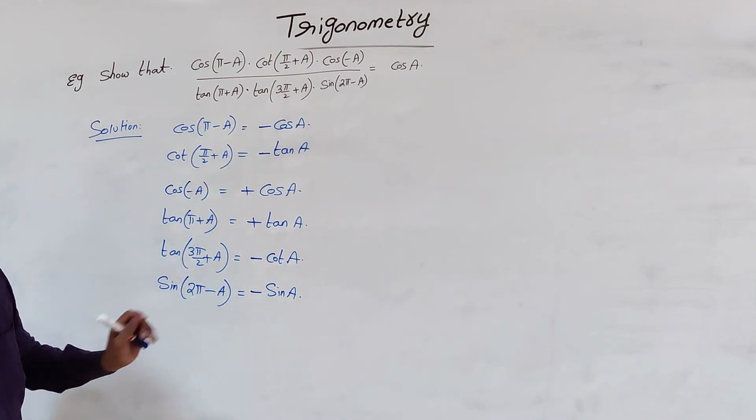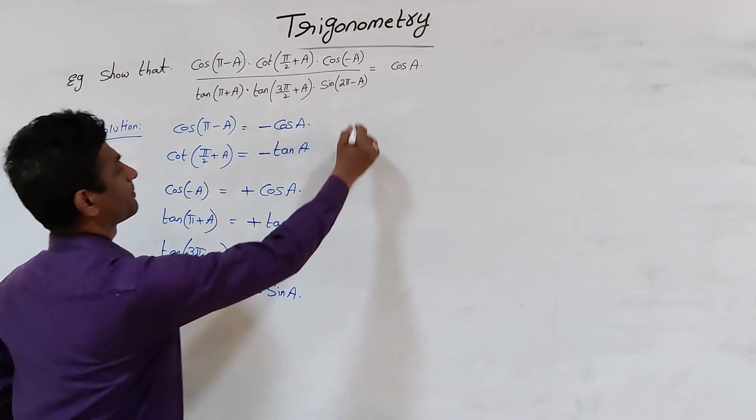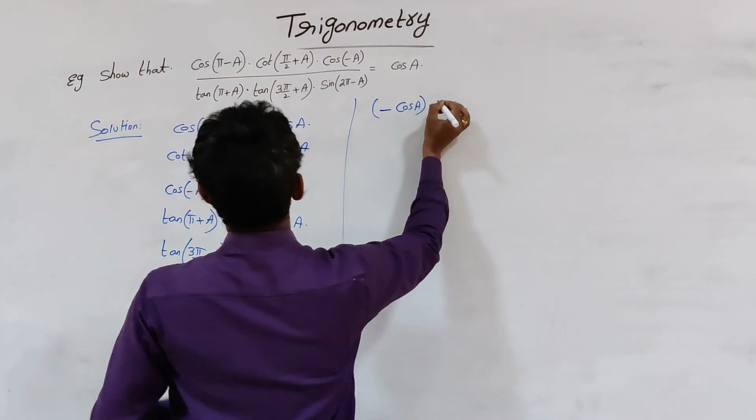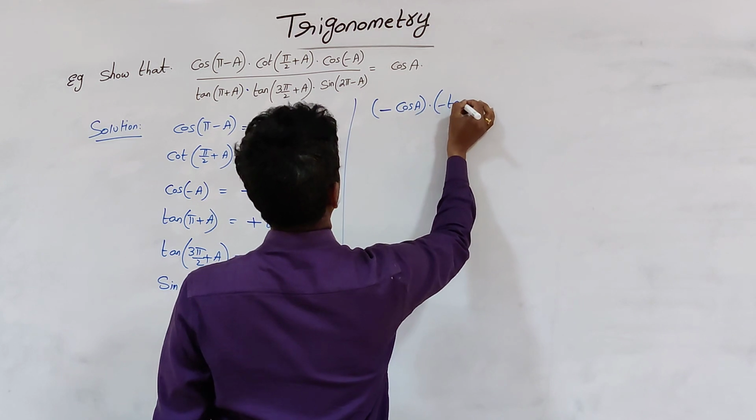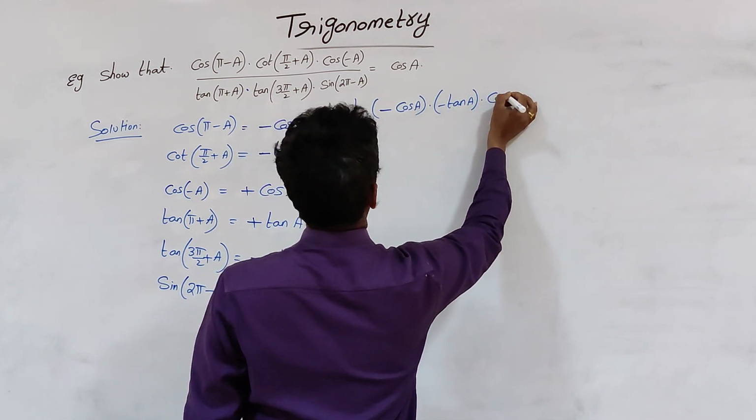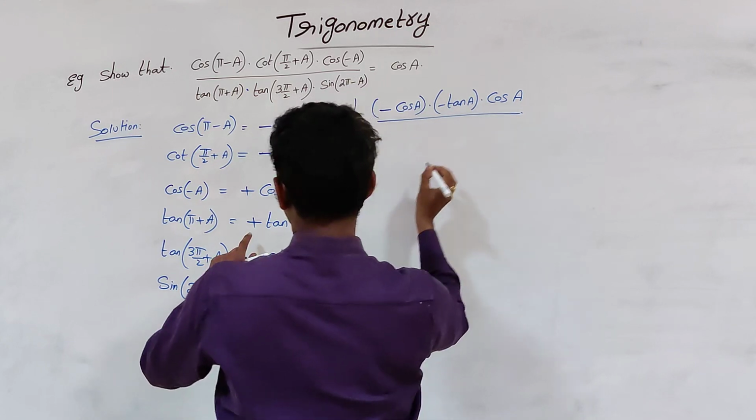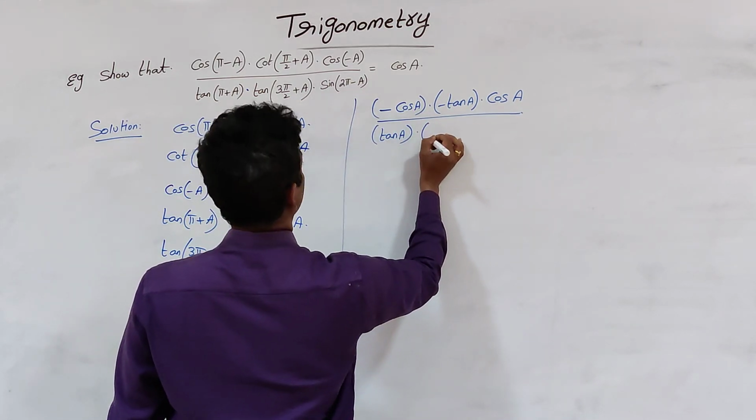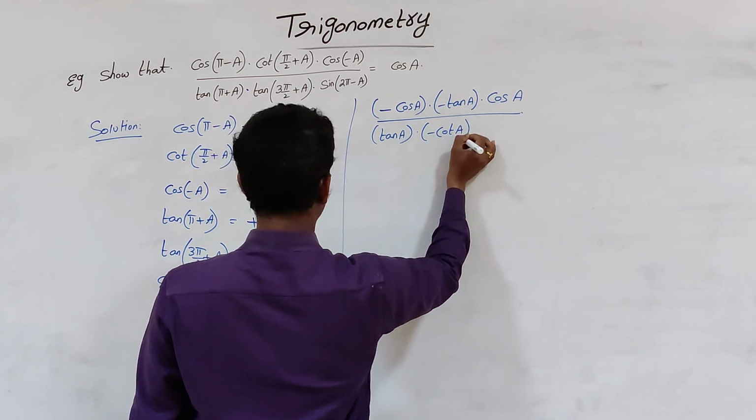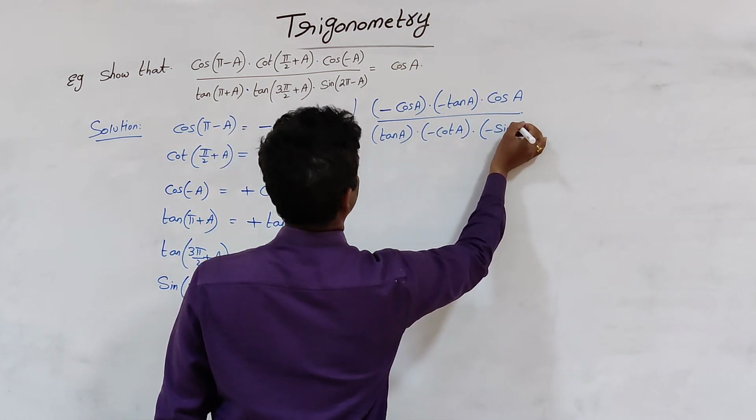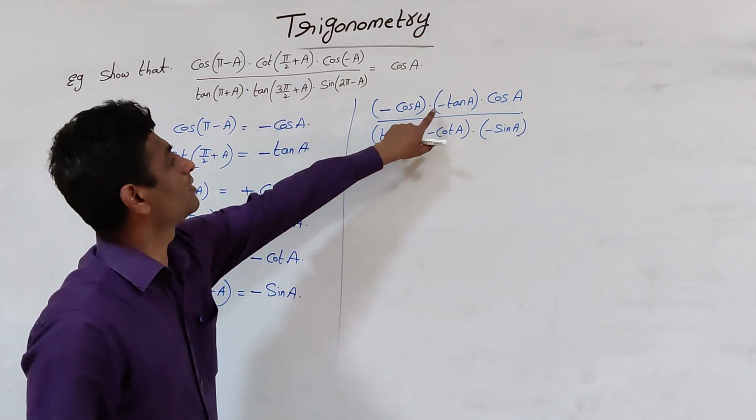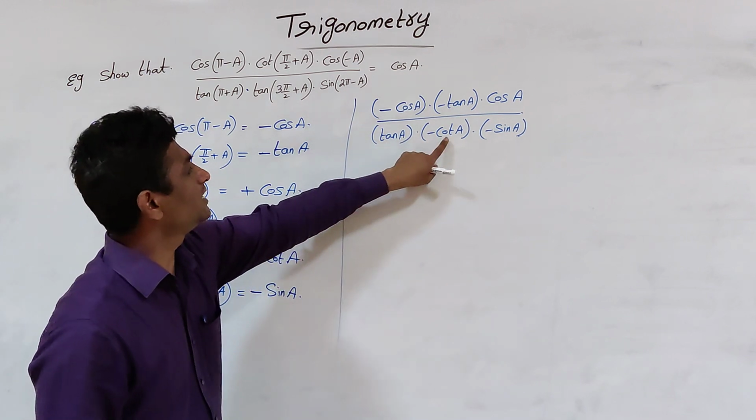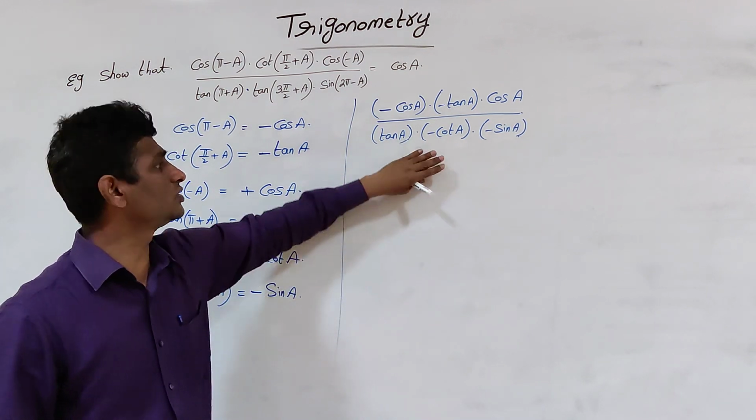So these are the trigonometric ratios, and if you substitute, what happens? Minus cos a into minus tan a into cos a by tan a into minus cot a into minus sin a. Minus into minus becomes positive. Again, minus into minus becomes positive. Tan a and cot a are reciprocal to each other, so it will be 1.